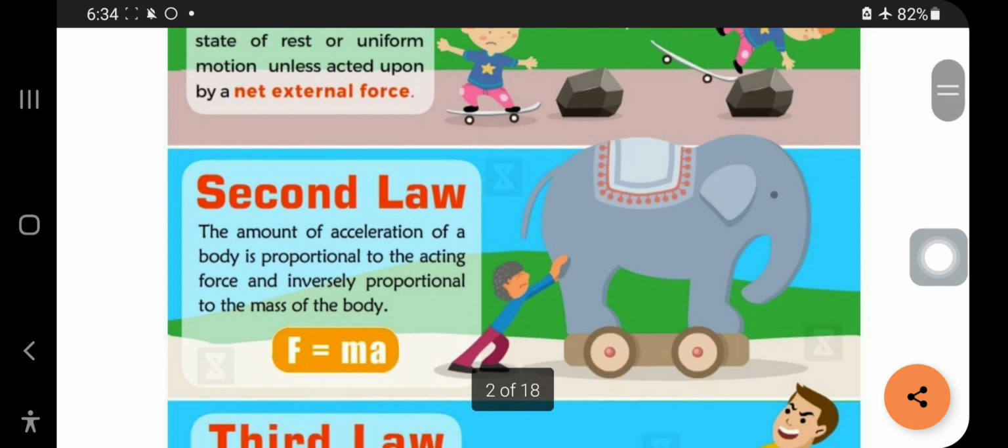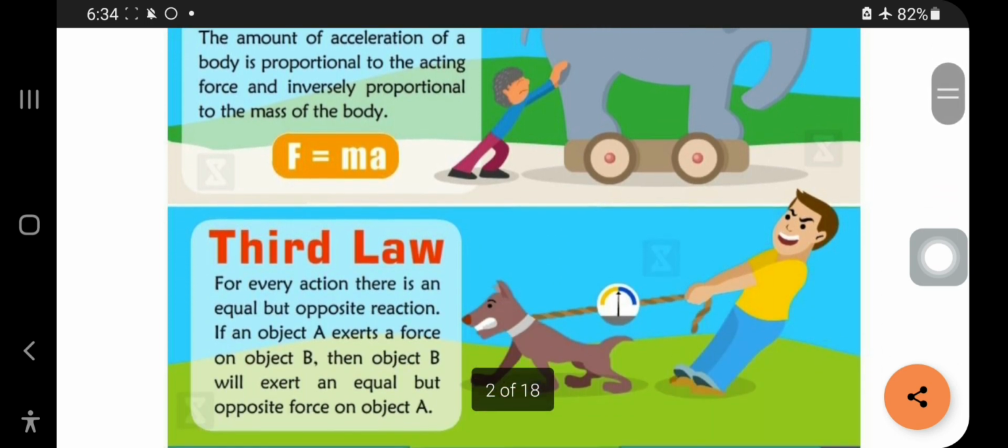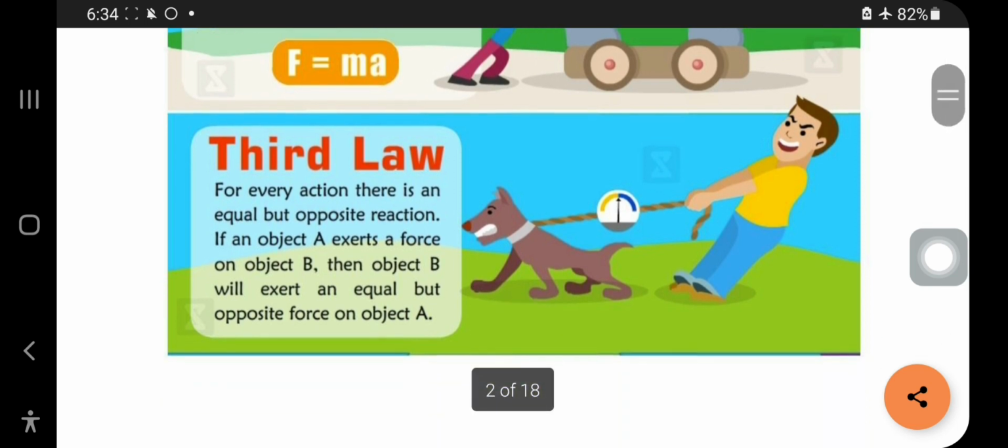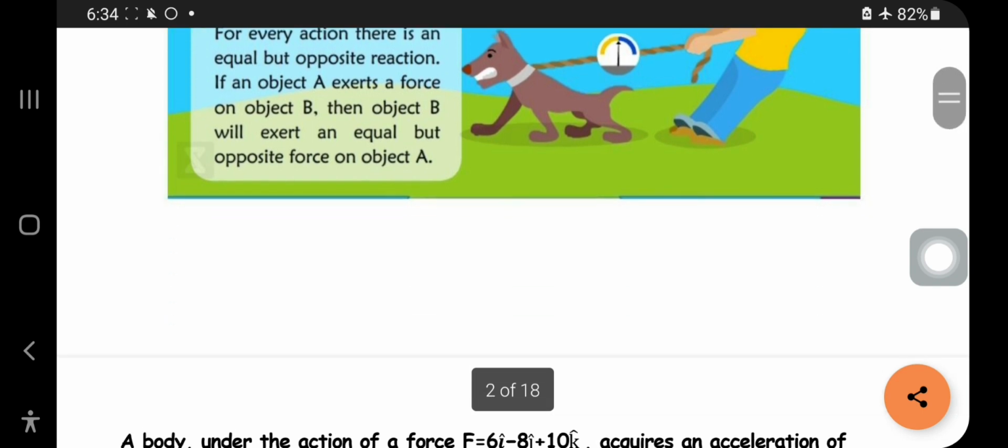The second law is the acceleration of the body is proportional to the acting force and inversely proportional to the mass of the body. This is the second law. The third law is every action has an equal and opposite reaction. This is the most spoken-about law in real life situations. So let us move into the questions.